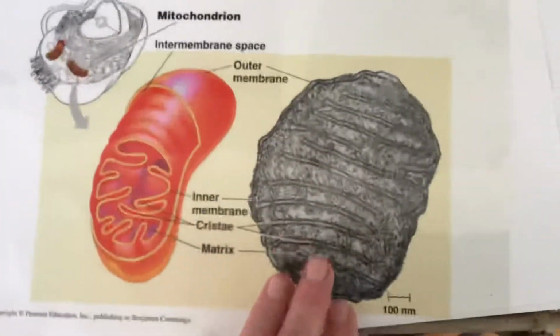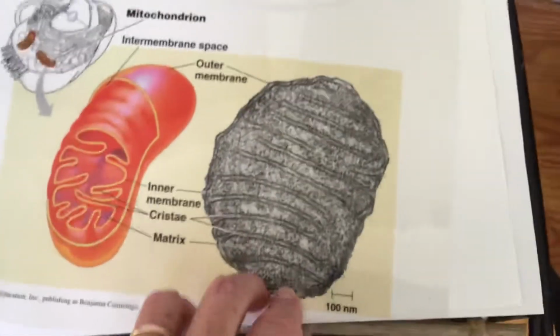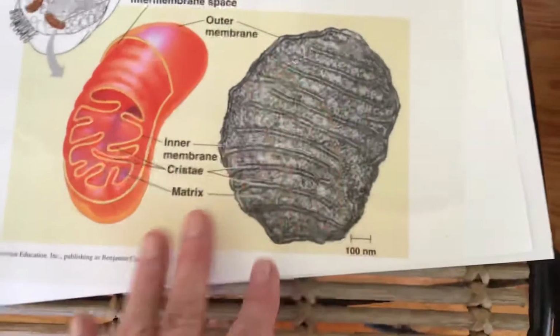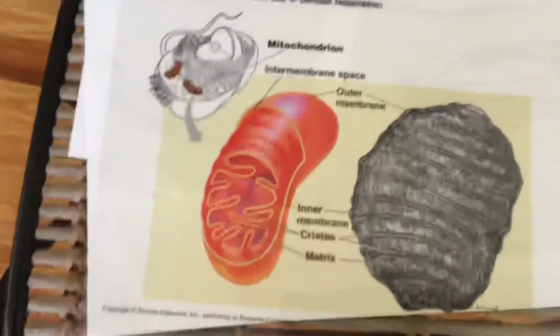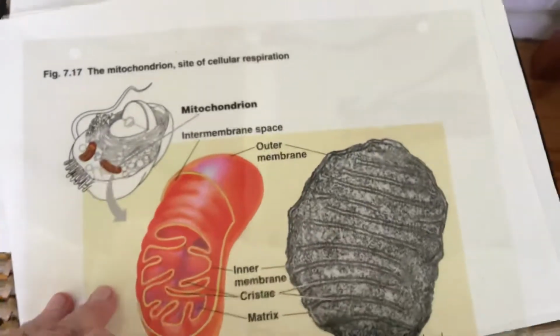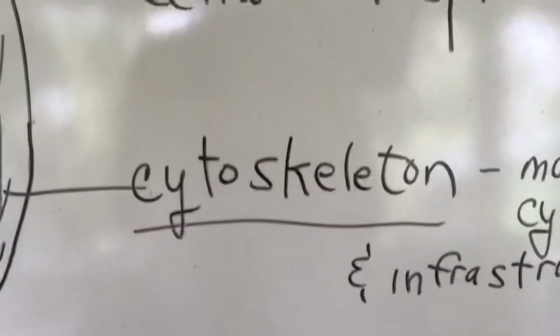Looking at it in the true electron micrograph, you can see it looks a little bit different, but still membranes, cristae within there that help with the cellular respiration process. Again, this is a process that we will talk more about later as time goes by. All right, so the other thing that we need to talk about is something called the cytoskeleton.